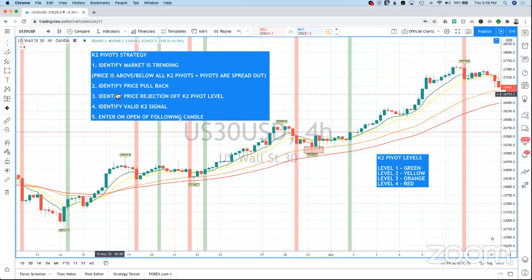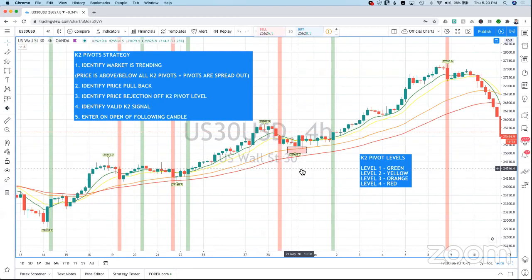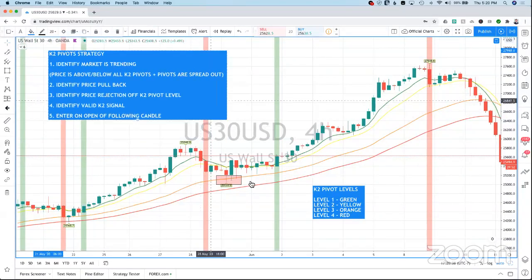Next, we identified a price pullback right here, because price was trending upwards, then it pulled back slightly, and then it corrected right here. So after this pullback, we wanted to identify a price rejection off a K2 pivot level. So right here, as price came down, there's a strong rejection off this level 3 pivot level right here.